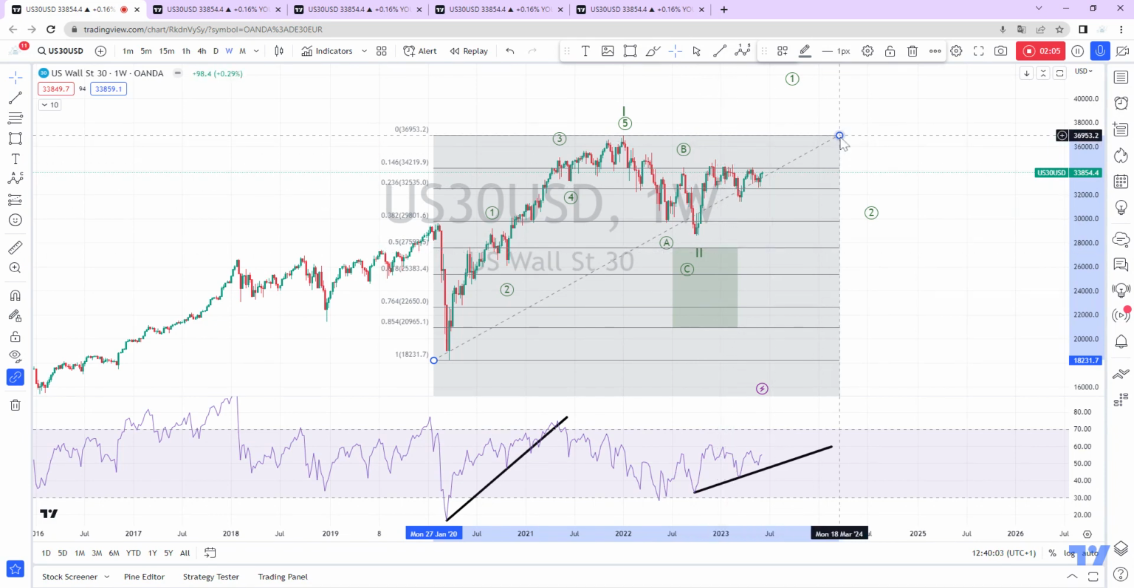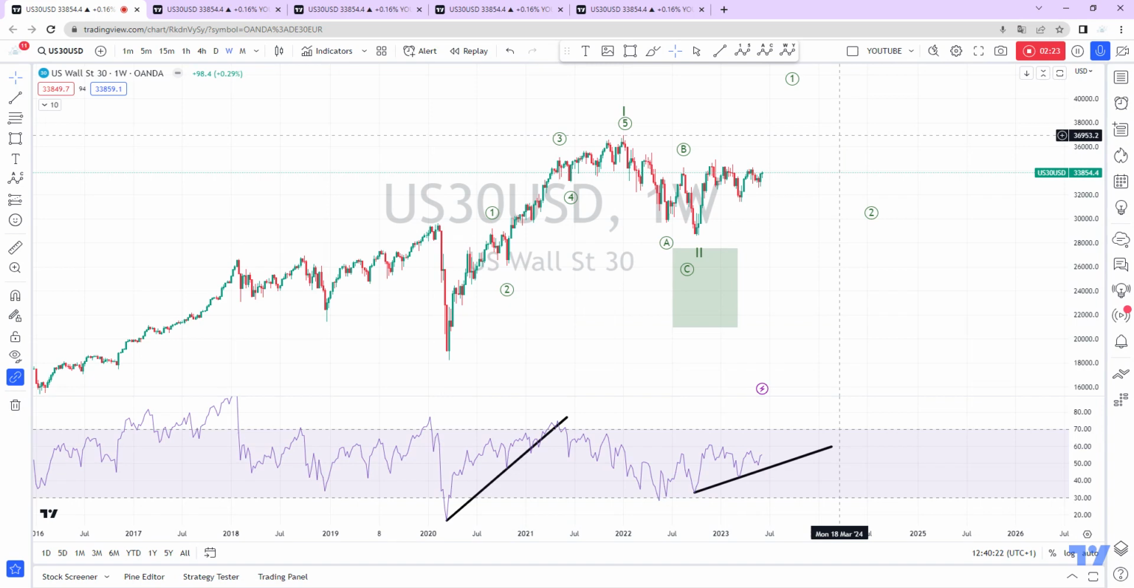This is possible if an index is really bullish. Sometimes we do not retrace to the 0.5 level. But yeah, that's why we also cannot exclude that this wave 2 is actually still going on.